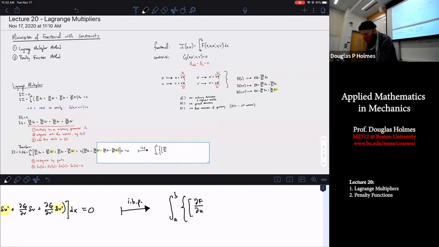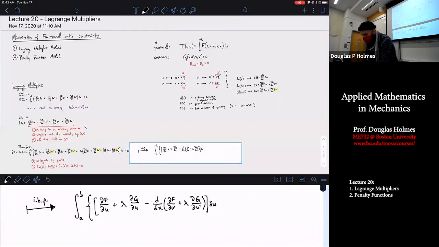df du, minus lambda dg du, minus, now we're going to have derivatives here. These are emerging from the integration by parts, which is a step that I've skipped here. And I'll highlight some stuff in a second. You'll notice that everything that multiplies delta U has derivatives with respect to U. And similarly, this whole quantity is going to be all relative to derivatives in V.